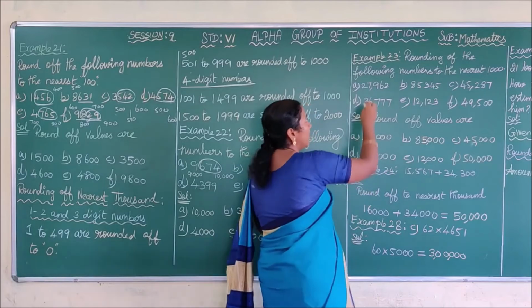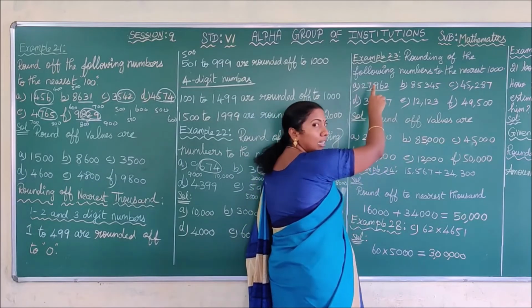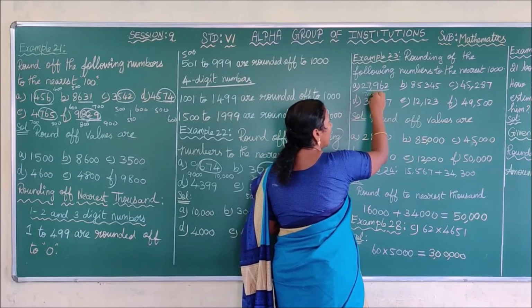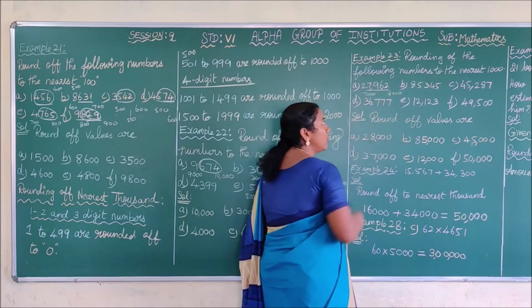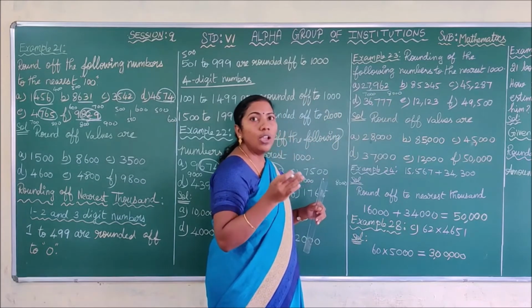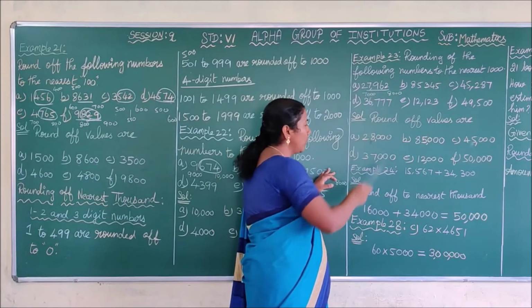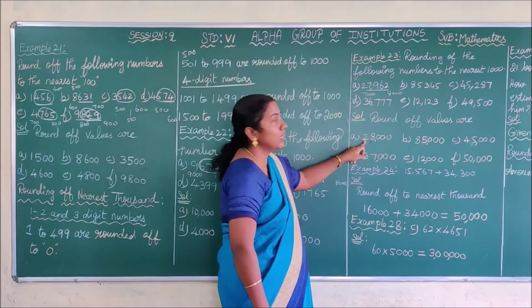Okay. First consider this sum. Take the 4 digit number. 7962. So it lies between 7000 and 8000. See here, 962. So it is very closer to 8000. So it should be rounded off to 8000. Thus your round off value is 28,000. It's clear? See the next one.